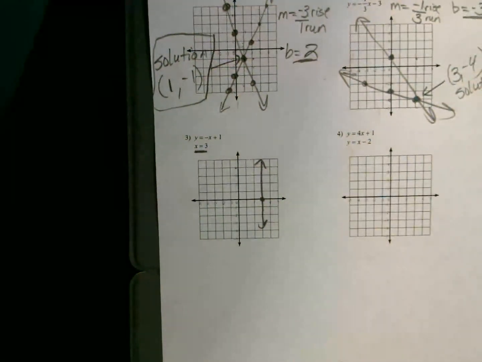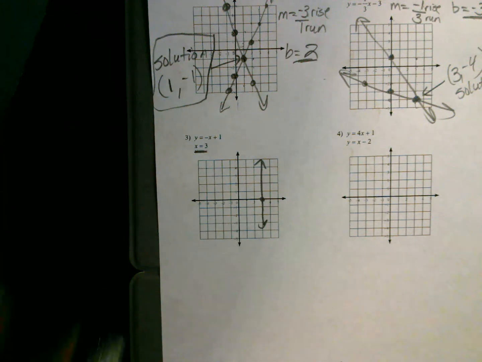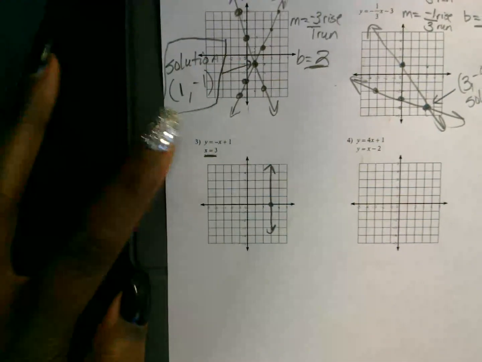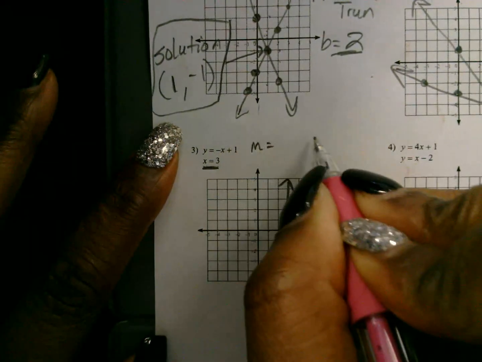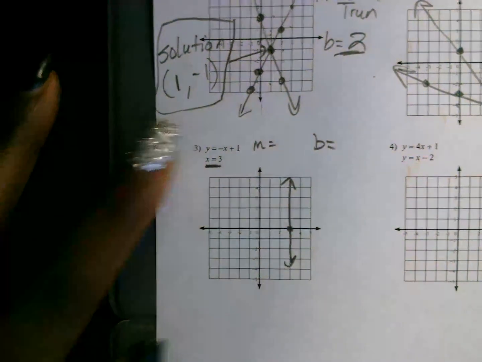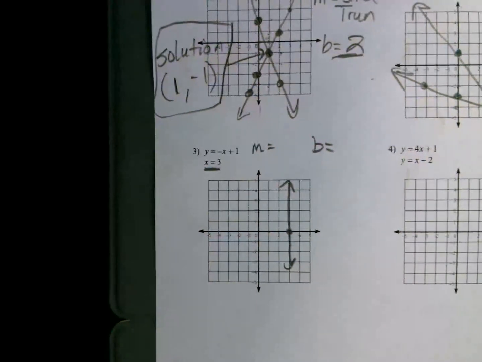Wait. I didn't see the line. I just saw a point, to be honest. All right. Goes through the x-axis. So now let's graph the second one. Let's graph that first equation now. Label the M and label the B. Pause to give you a chance to graph the second one. If you're finished with number 3, move on to number 4, please.